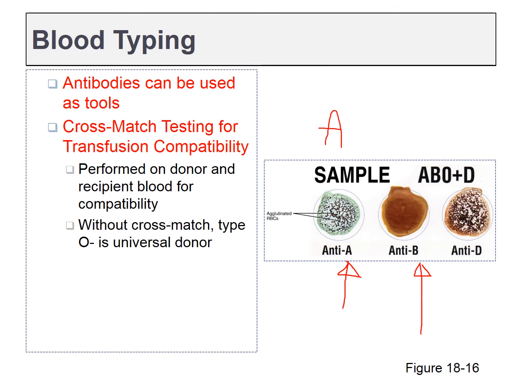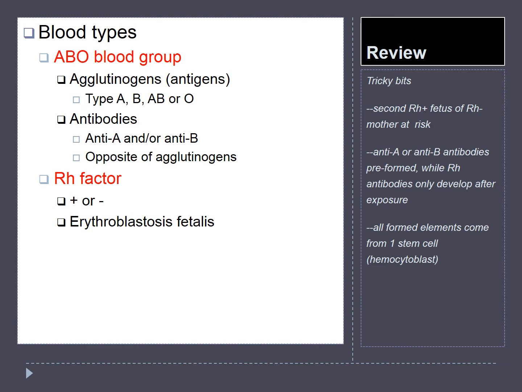So I would say they have type A, and then I would have to use anti-Rh antibodies to determine if they were positive or negative. And in this photo here, because the anti-Rh antibodies are also causing coagulation, that means the patient does have the Rh antigen, meaning they have A positive blood. So those are the basic blood types, the ABO blood group, in addition to the Rh factor.